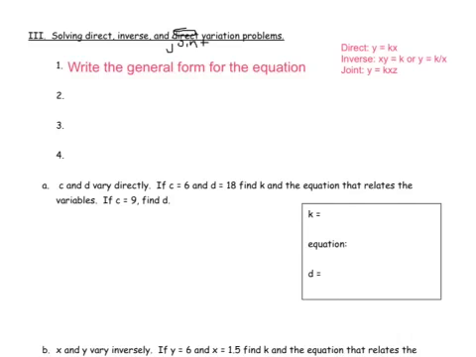Okay, for step 2, you're going to plug in the values that they give you to solve for k. Step 3, you're going to create the equation that relates the variables with k plugged in. This is the step where usually people mess up.